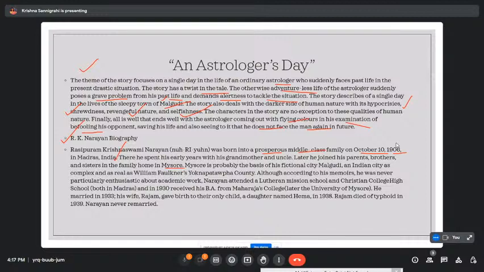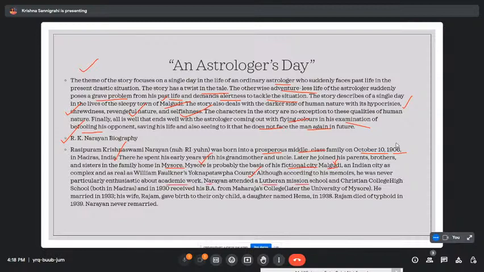Mysore is probably the basis of his fictional city, Malgudi. So you can see that there are similarities between Mysore and Malgudi, which you can find out when you read the stories in Malgudi Days. So an Indian city as complex and as real as William Faulkner's Yoknapatawpha County.